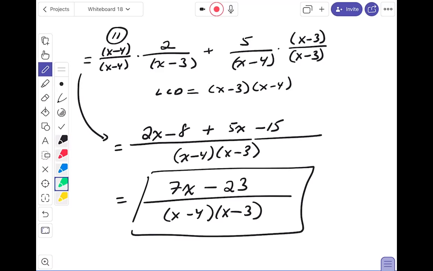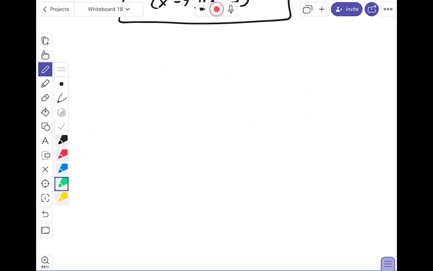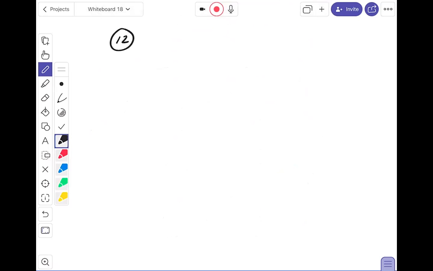And in the key, hopefully you're looking at these answers over here. What's the answer? 7x minus 23 over x minus 3, x minus 4. Let's keep going. We're going to go to number 12 now. And number 12 is, I'll write it down for you, 2x over x squared minus x minus 6, minus 3 over x plus 2.